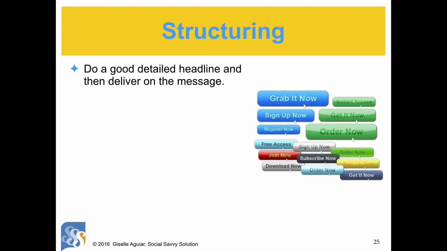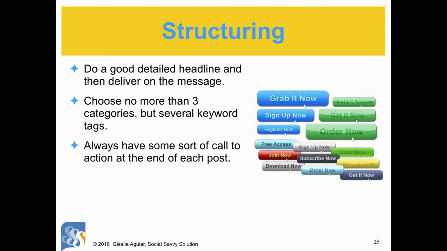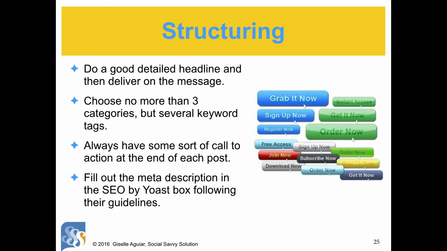Use a free tool like CoSchedule Headline Analyzer when you try to create and deliver on a good headline. Watch for a video in tools to learn how to use it. Choose no more than 3 categories but several keyword tags. Always put your name and company name in the tags to help with SEO. Always have some sort of call to action at the end of each post. Tell people what you want them to do. Fill out the meta description in the SEO by Yoast box following their guidelines.